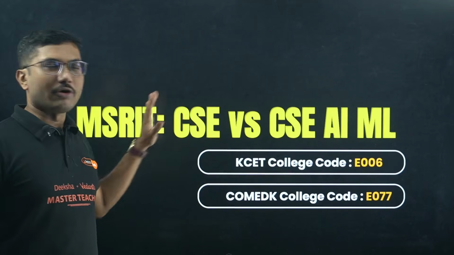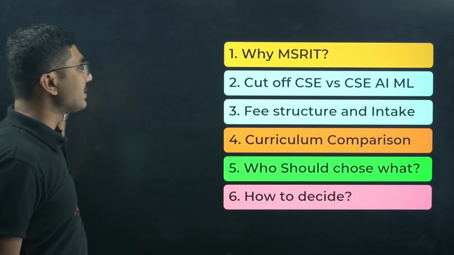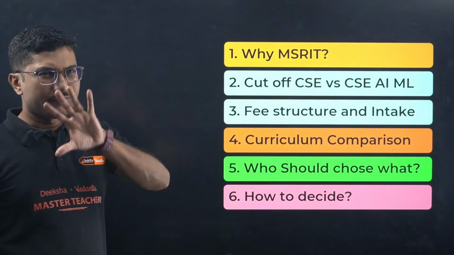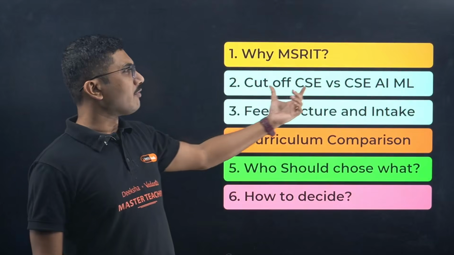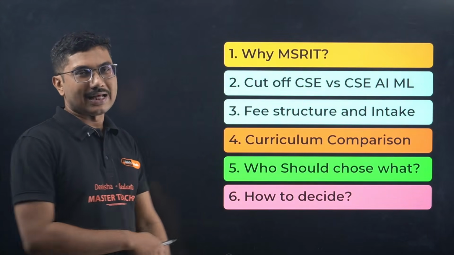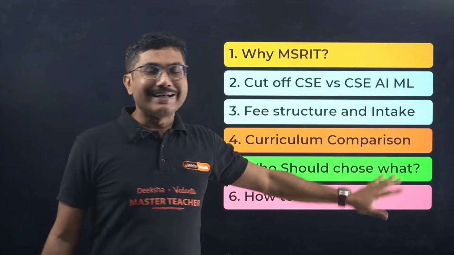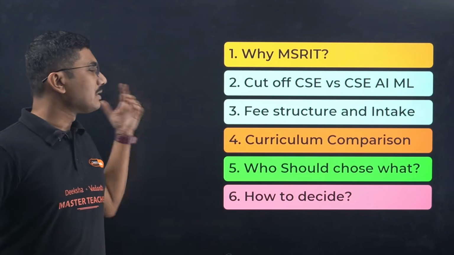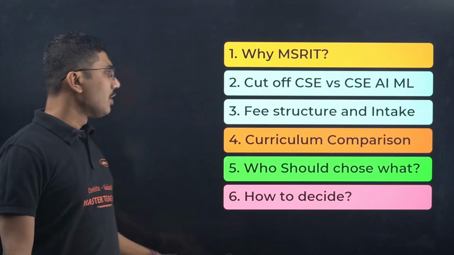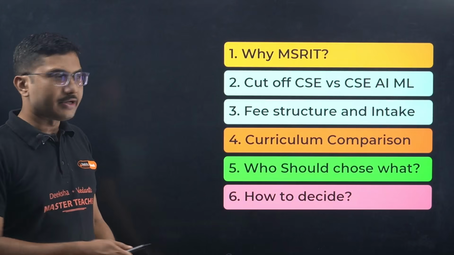We are going to discuss only CSE and CSE AIML. First of all, why you should choose MSRIT, very briefly. Then the cutoff of CSE and CSE AIML for two exams, KCET as well as COMEDK, then fee structure and intake. That is very important: what fees you have to pay and what the intake of each course is. Curriculum comparison between these two courses is also very important.